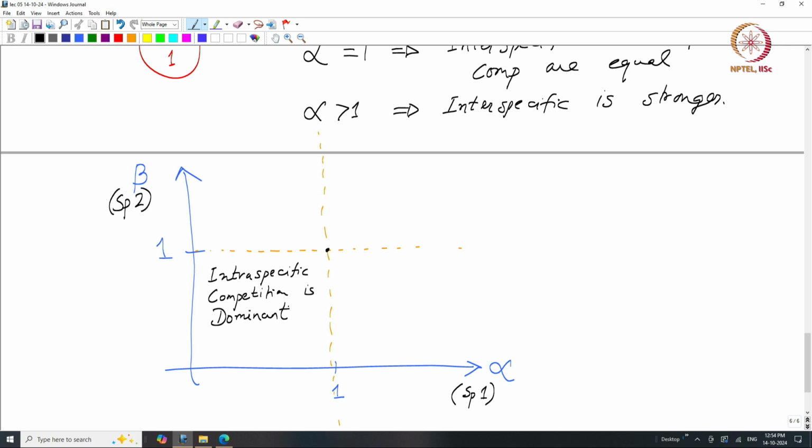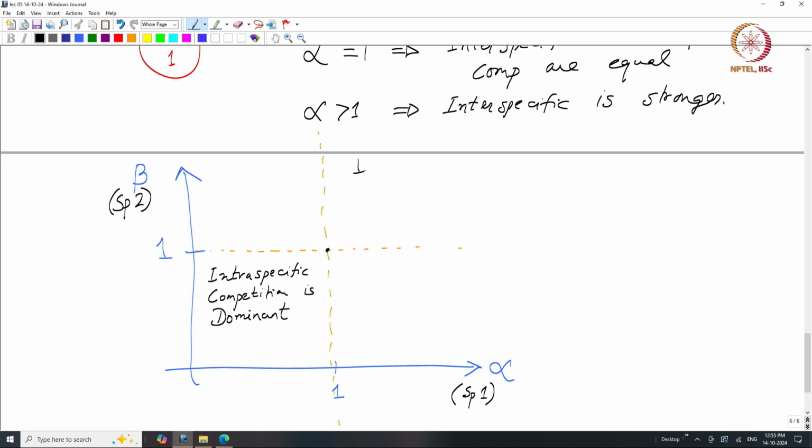Intra-specific competition is dominant, the presence of other species is of course influencing negatively, but not as much as its own type. So, if both the values of alpha and beta are less than 1. On the other hand, if both alpha and beta are greater than 1, I am in this space here, I am in this top right corner here.